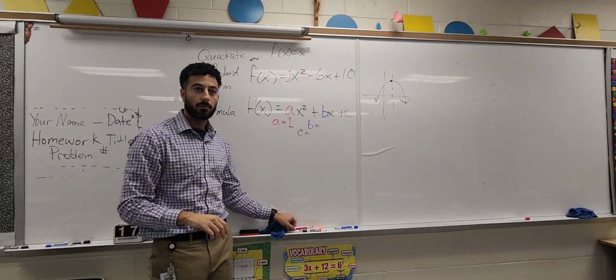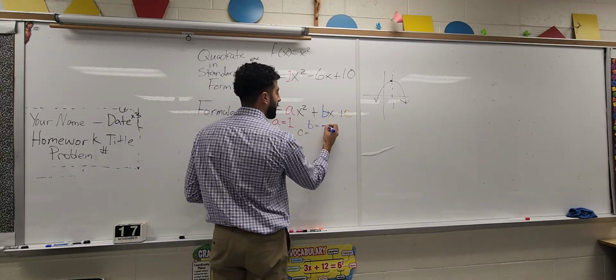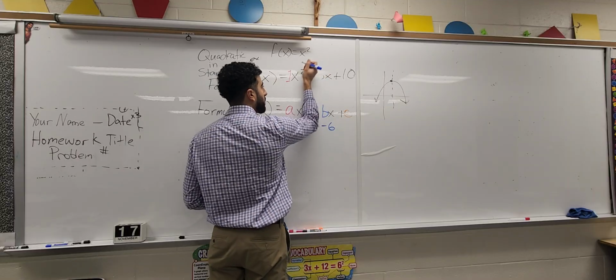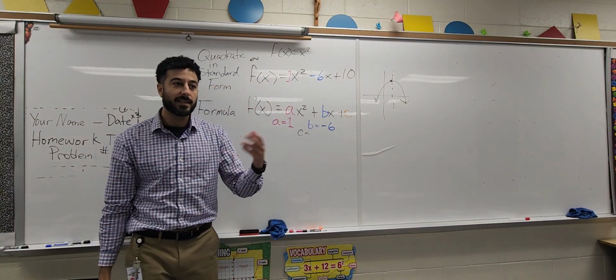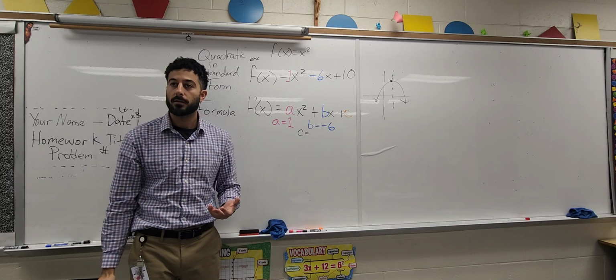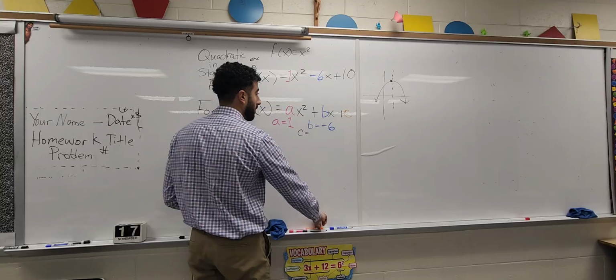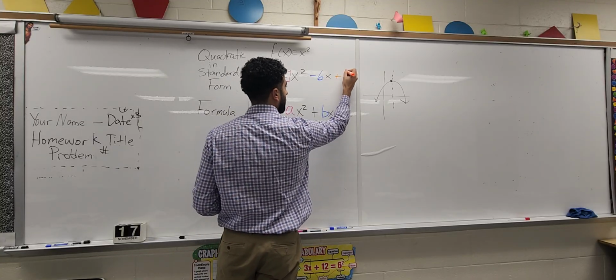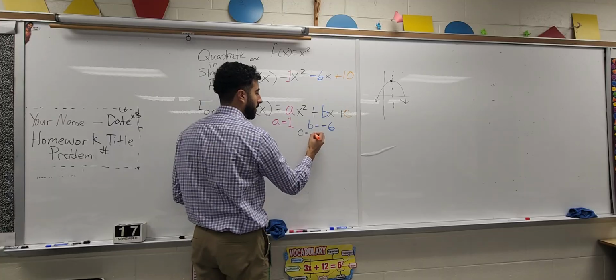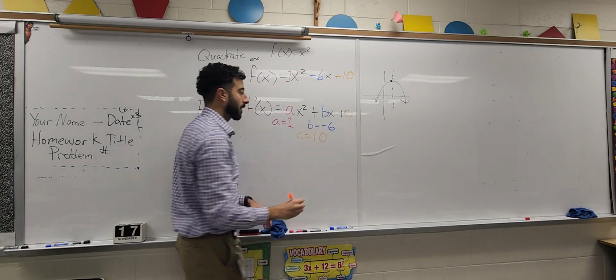What is my B value? Negative 6 is my B value, so let's make it in blue to keep the colors, negative 6. What is my C value? 10. What color am I using for C? Orange. So it's a positive 10. C equals 10. Okay, good.